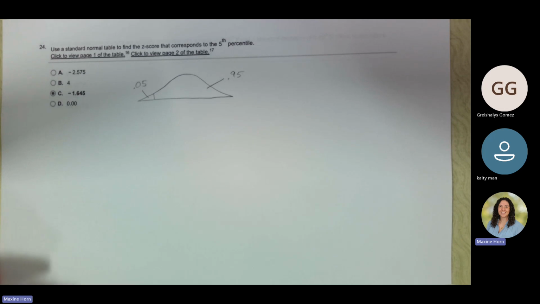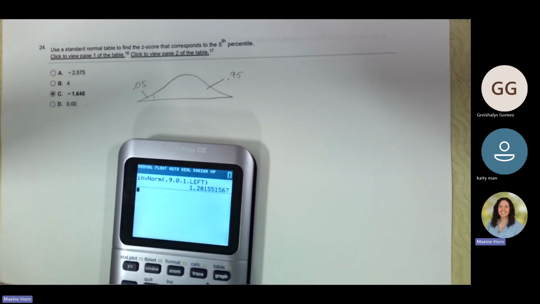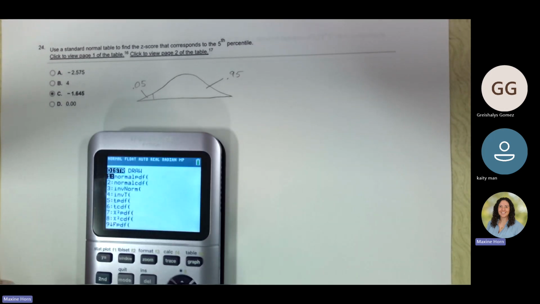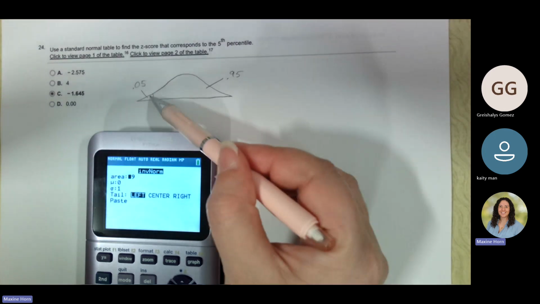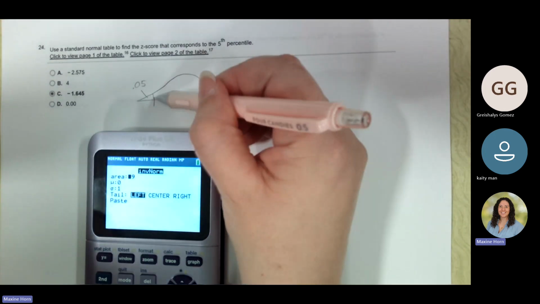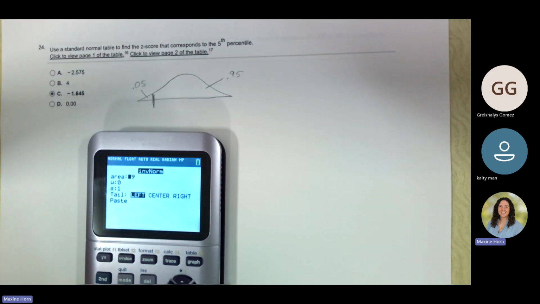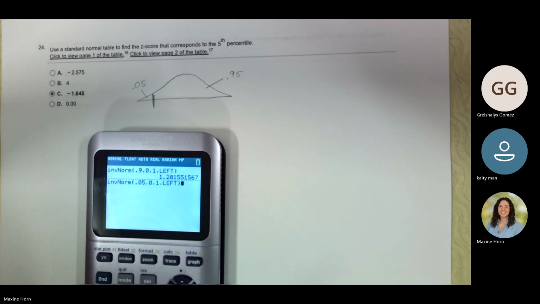So if we're using the calculator, we're going to do our second var's inverse norm, because again, we've been given the area. We're trying to find the z-score that corresponds to that area. So the area to the left is 0.05, and there is our z-score.